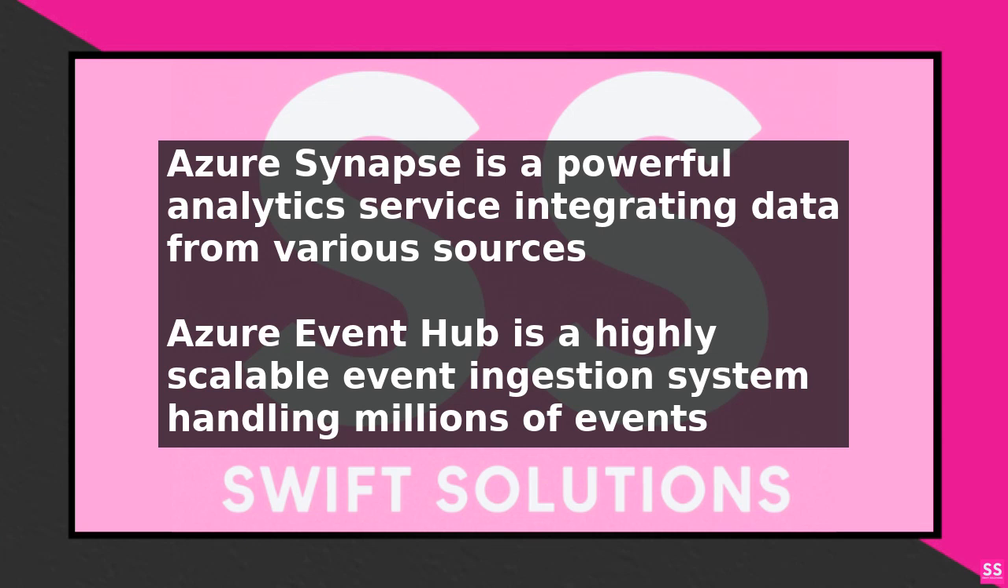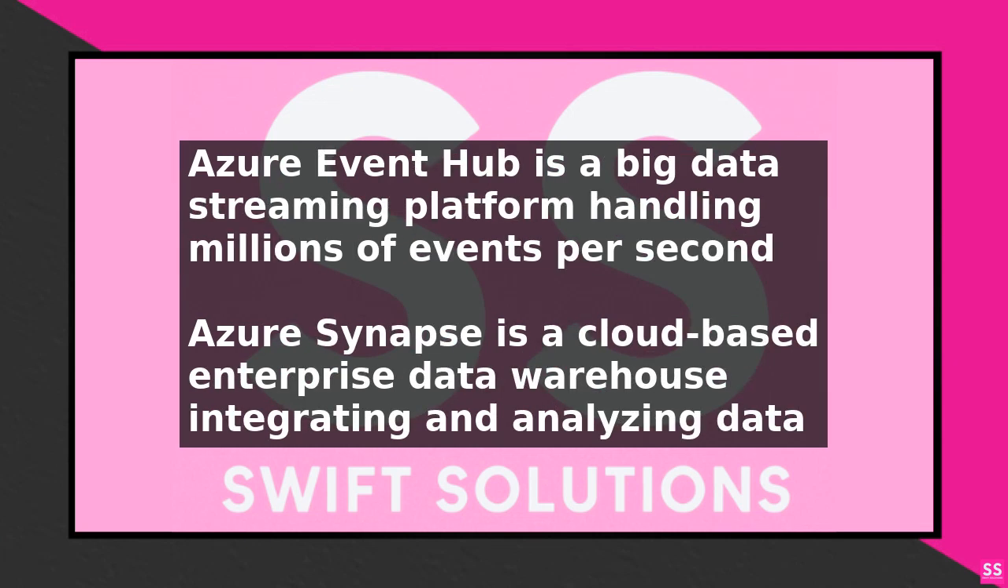First, let's start with the key concepts. Azure Event Hub is a big data streaming platform that can handle millions of events per second. Azure Synapse, on the other hand, is a cloud-based enterprise data warehouse that allows you to integrate and analyze data from various sources. To ingest data from Event Hub into Synapse, you need to create a pipeline that connects the two services. To get started, navigate to the Azure portal and create a new Azure Synapse workspace.